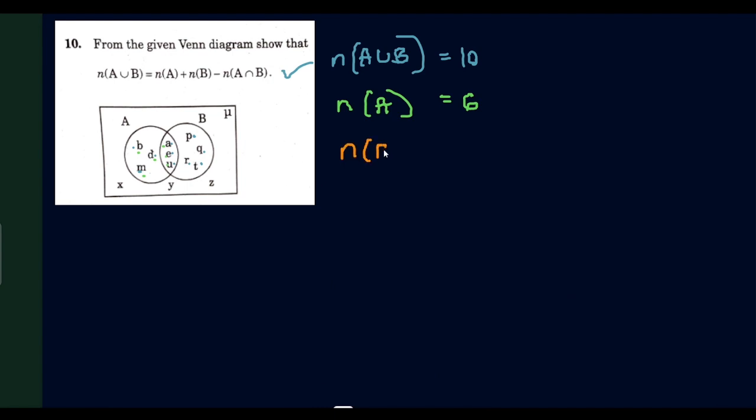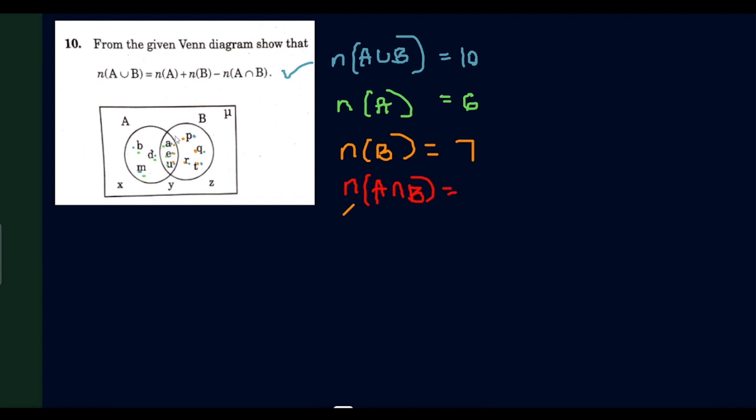What is n of B here? All the number terms in B. So that is 1, 2, 3, 4, 5, 6, 7. Okay, so n of B is 7. And n of A intersection B.